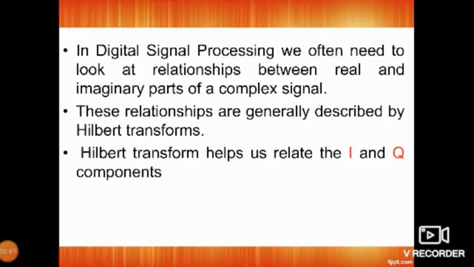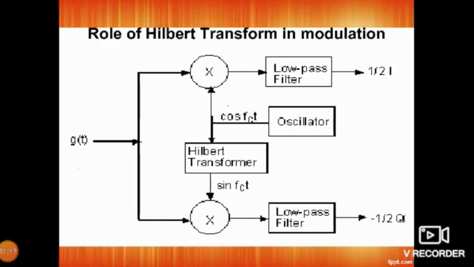In signal processing, we often need to look at the relationship between the real part and imaginary part. If x of t is represented in time domain and x of f is represented in frequency domain, the relationship between the real and complex parts of the signal is determined by Hilbert Transform. Let us have I and Q as the components, I being the in-phase component and Q the quadrature component.